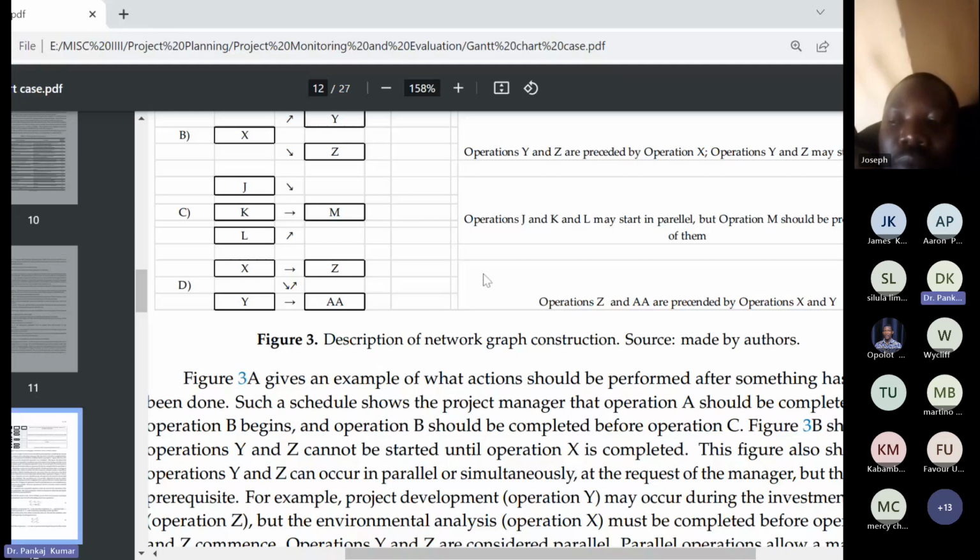And if we talk about figure D: X, Y, Z, double A. So operations Z and double A are preceded by operations X and Y. When X is completed, Z can start. When Y is completed, operation double A can start. But here there is also a double arrow. It means that double A is also dependent on X. When X is finished, then only double A can start. Understand?